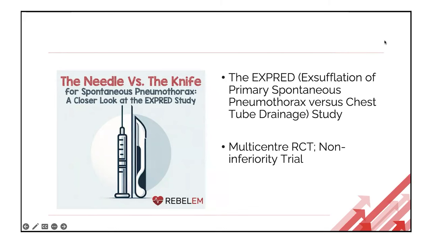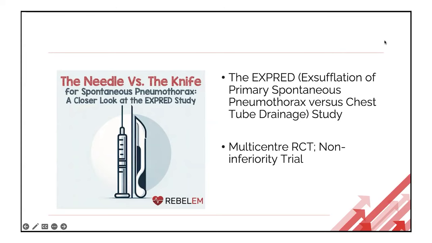Then they were looking at a couple of different outcomes. The primary outcome was if after 24 hours, the lung was able to expand and the pneumothorax was able to resolve. And then the secondary ones had to do with after 7 days, how the lung was looking, and then after a year, if the pneumothorax had recurred, and then also based on patient dynamics, comparing the pain and anxiety of one procedure versus the other.